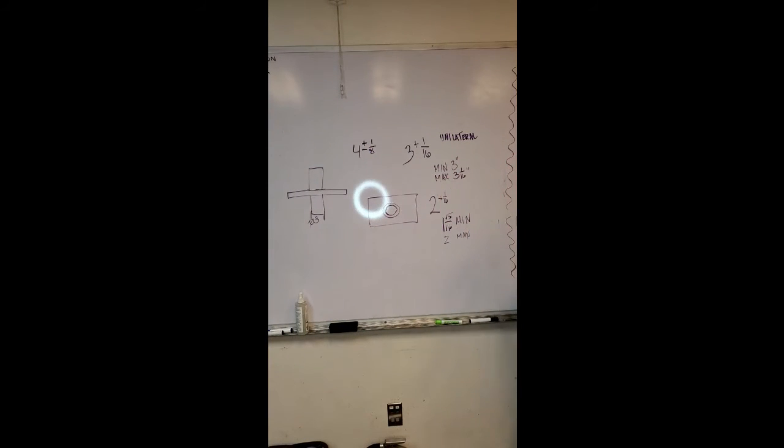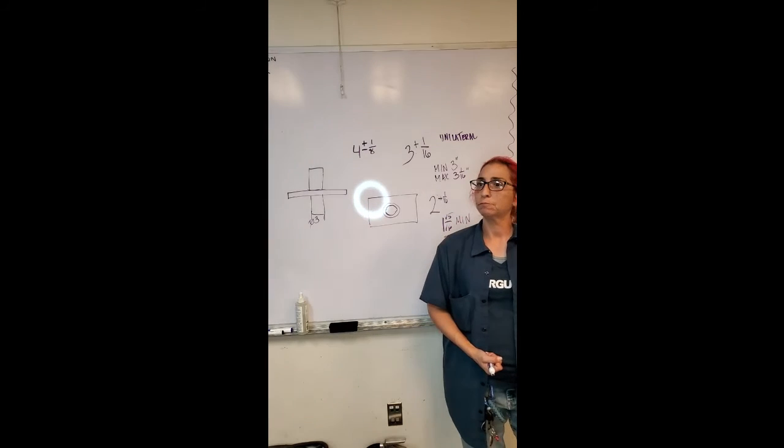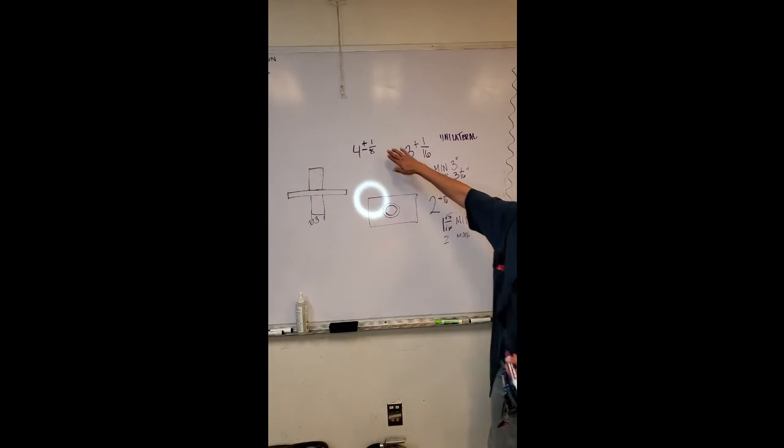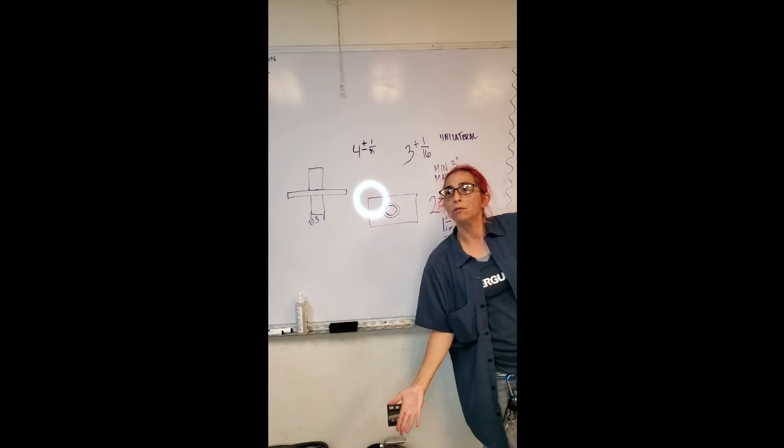4 plus or minus 1/8. What is my minimum? 3 6/8. 7/8. Up to 7/8. What is my maximum? 4 1/8. Good. Does everybody understand how this works? Does everybody understand the math that's involved? So that would be considered bilateral then? So then, yeah, this would be a bilateral tolerance, meaning it goes up and down.